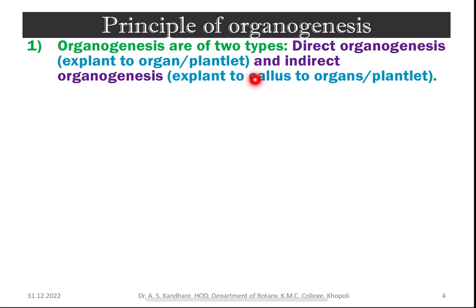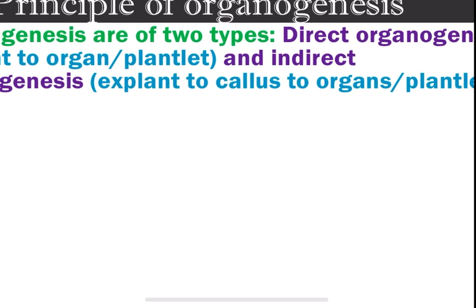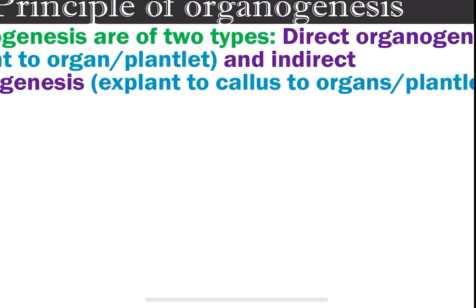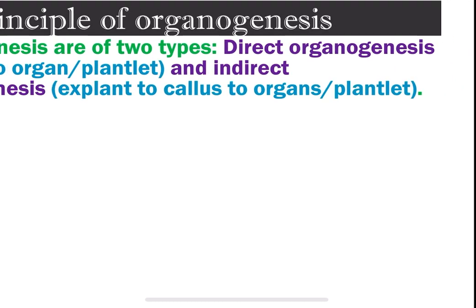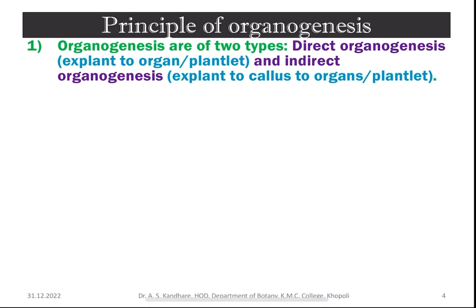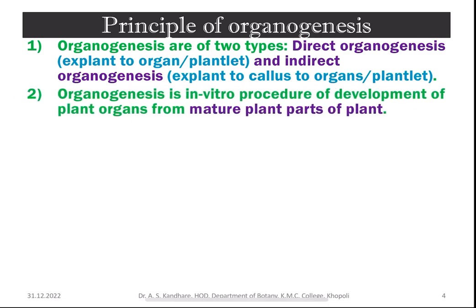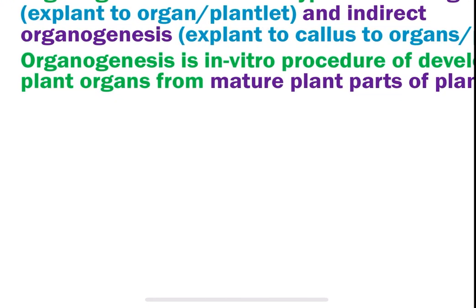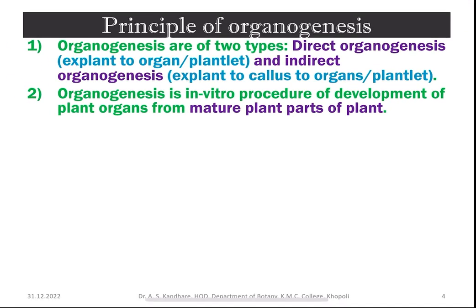In indirect organogenesis the explant is converted into callus, and from the callus either organ or plantlet can be developed. So this is the principle of organogenesis. Organogenesis is an in vitro procedure of development of plant organs from mature plant parts of plant. So what happens here, the mature plant cell is forced or induced to produce organs or plantlet.